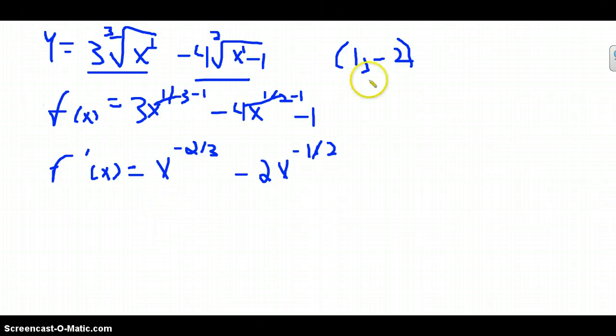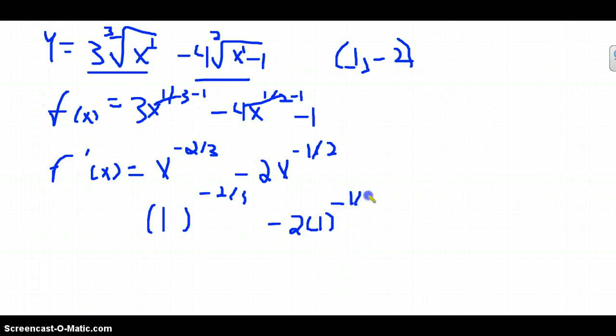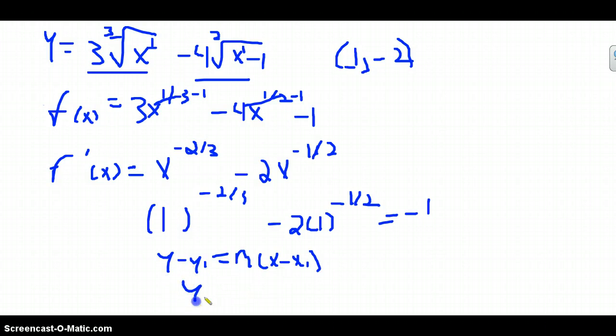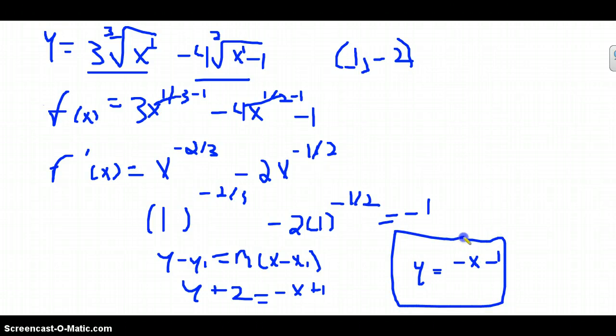So what do we do next? Well, we plug in this x value. That's 1, right? So 1 to the negative 2 over 3 minus 2 times 1 to the negative 1/2. Almost forgot the 1/2. That is actually equal to negative 1. And then we plug into the point slope form: y minus y1 equals m times x minus x1, right? We eventually get y plus 2 is equal to negative x plus 1. Subtract 2 on both sides. We get y is equal to negative x minus 1. I will not draw that one. I'm very bad at drawing, as we know. And that is how you found that.